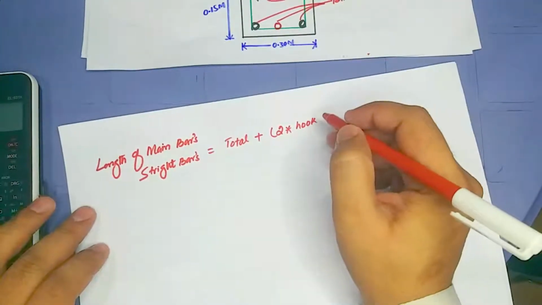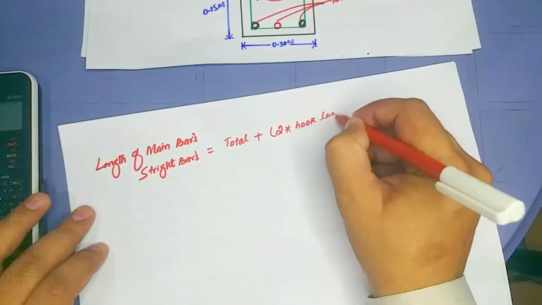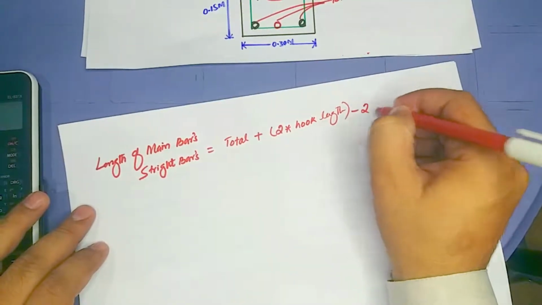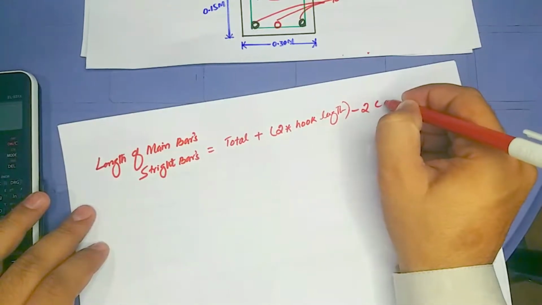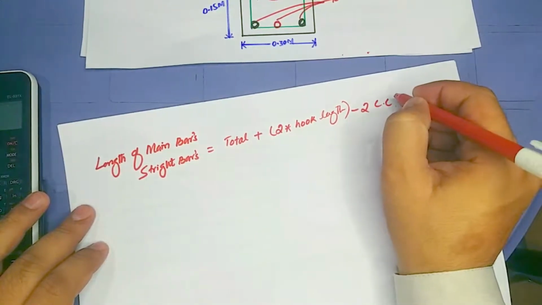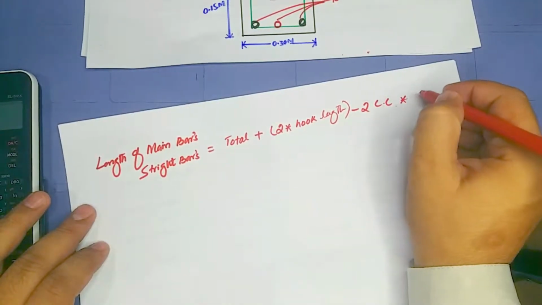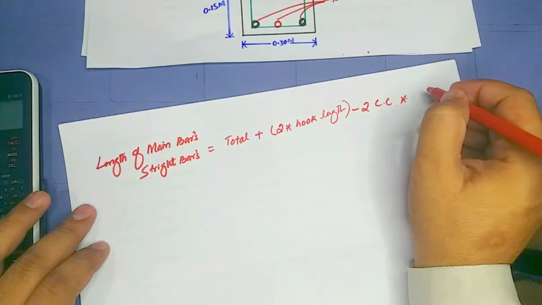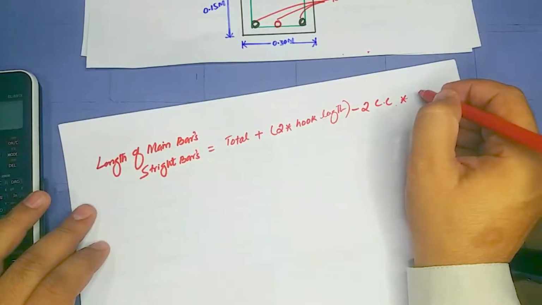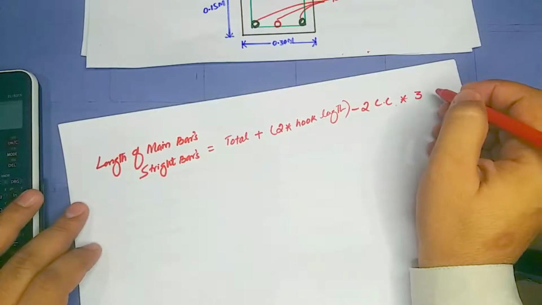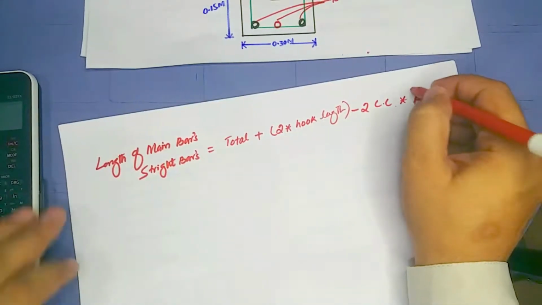So 2 into hooks length, so the length formula, and minus 2 concrete cover. So 2 concrete cover, and it will be multiplied by the number of bars. The straight bars are 3 in number, so the number of bars is 3.